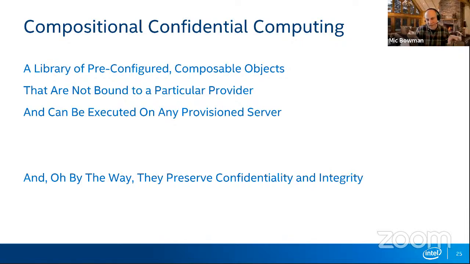So what we end up with in PDO is, in some sense, a new decentralized programming model. It's compositional and confidential computing. We end up with this library of pre-configured composable objects. They're not bound to a particular provider, right? This is not a service that I get from Google or a service that I get from Amazon. Anyone can execute these anywhere that these objects have been provisioned for execution.